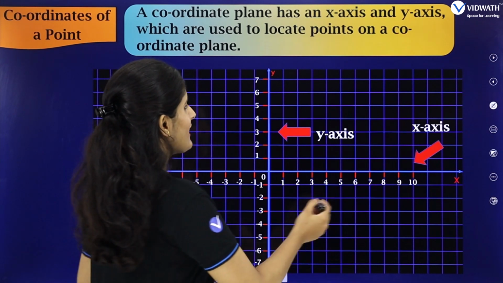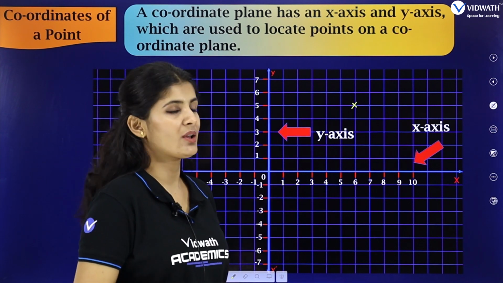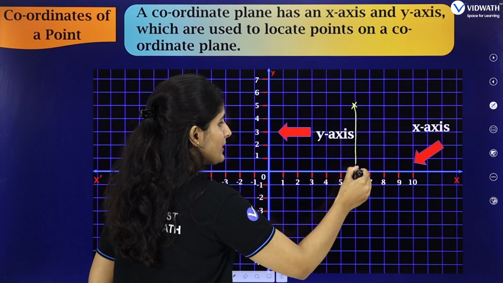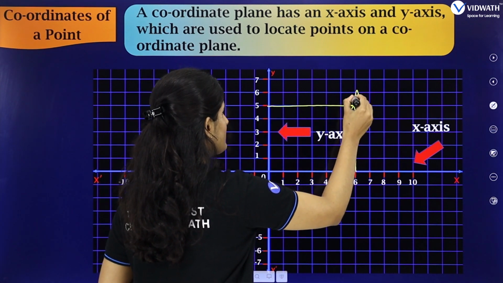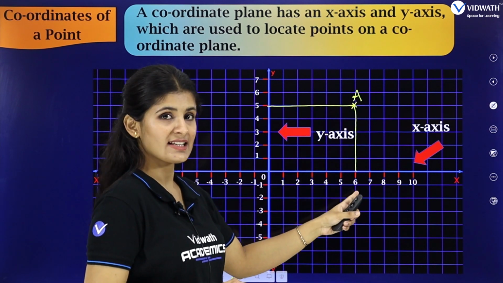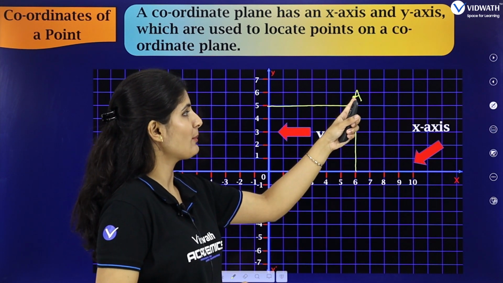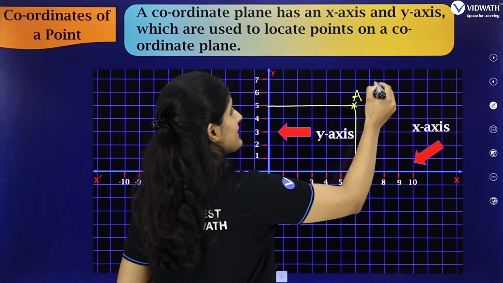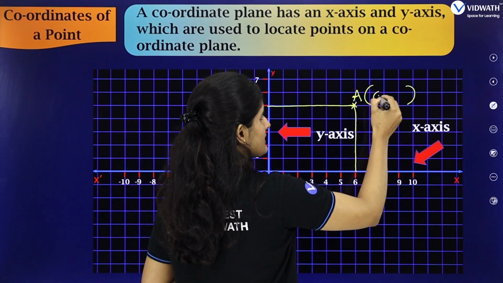For example, consider this random point on this coordinate plane. For me to locate this point on the coordinate plane, I can draw perpendiculars to the x-axis as well as perpendicular to the y-axis from the point, let me call it A. The perpendicular from the point A to the x-axis meets the x-axis at the point 6. Similarly, the perpendicular from the point A to the y-axis meets the y-axis at the point 5. Therefore, I can write the address or the location of this point within brackets as (6, 5).